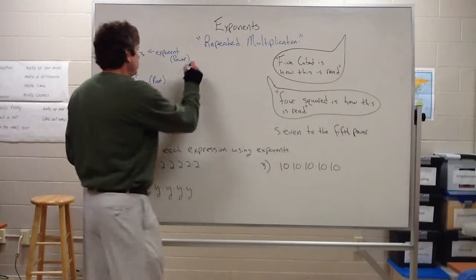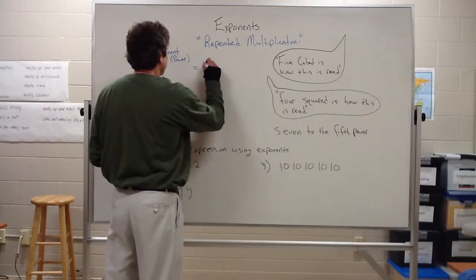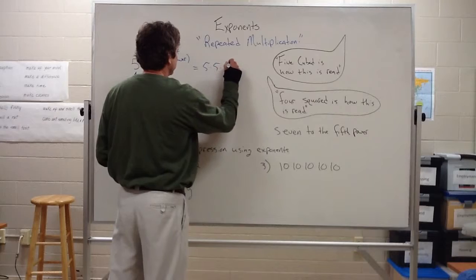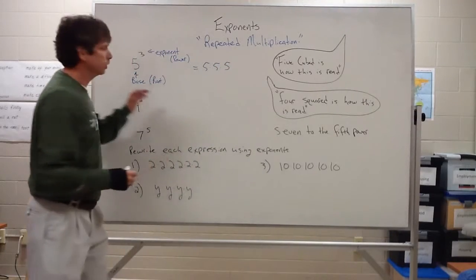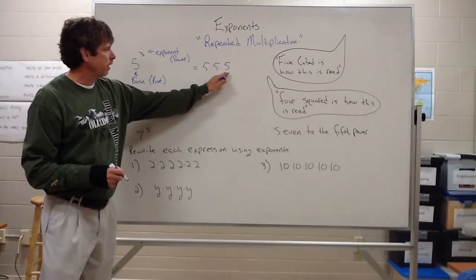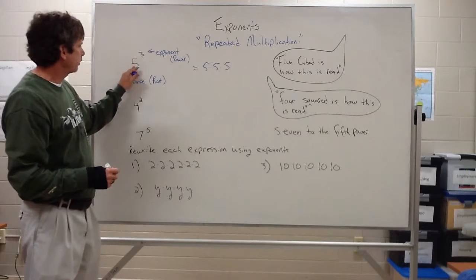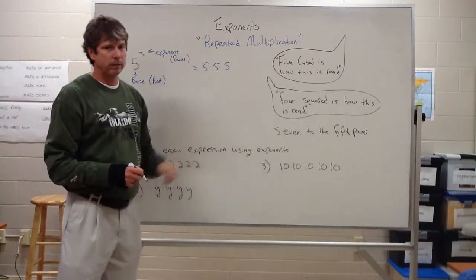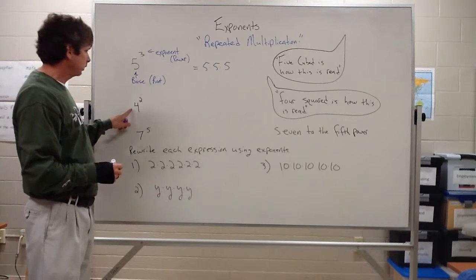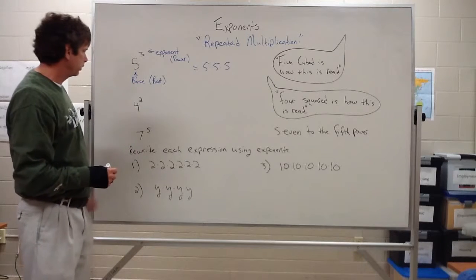Again, 5 cubed means 5 times 5 times 5. So those are interchangeable. 5 times 5 times 5 is 5 cubed, or 5 cubed is 5 times 5 times 5. This next example we have is 4 squared.